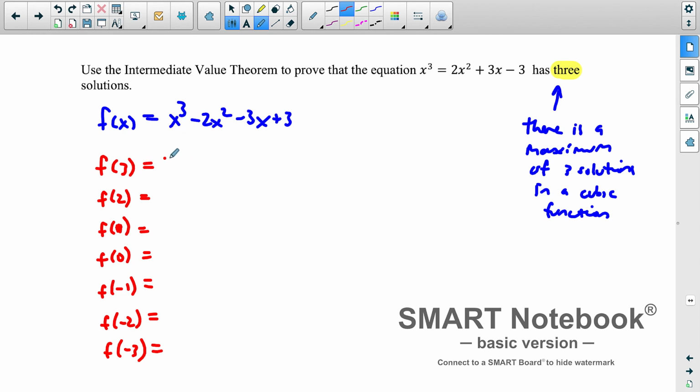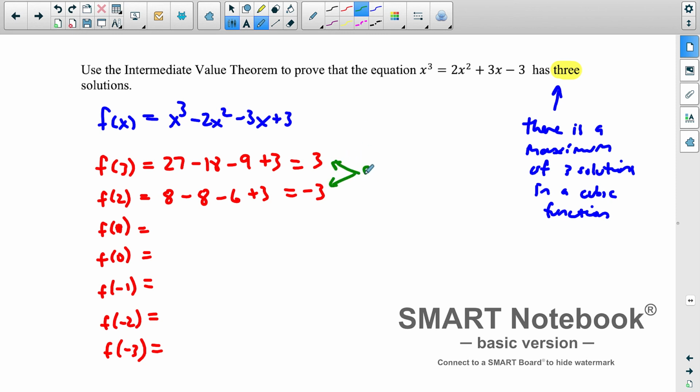3 cubed is 27 minus 3 squared is 9 times 2 is 18. 3 times 3 is 9, and then we have a plus 3. 27 minus 18 minus 9 is 0, plus 3 is 3. Okay, let's try 2. 2 cubed is 8. 2 squared is 4 times 2 is 8. 3 times 2 is 6, plus 3. So 8 minus 8 is 0. Take away 6 is negative 6, plus 3 is negative 3. Okay, there's 1. We got a sign change right there.